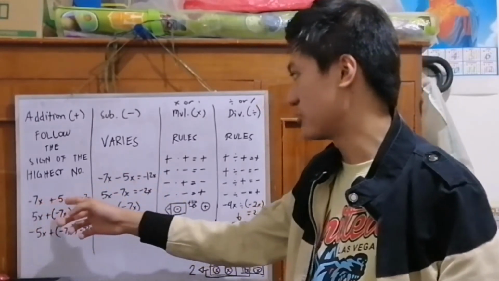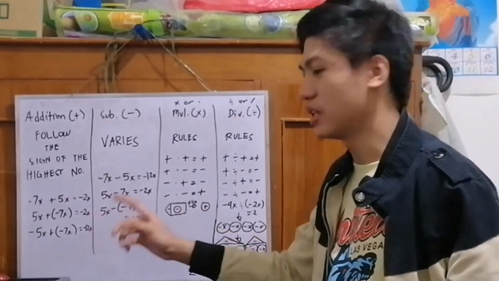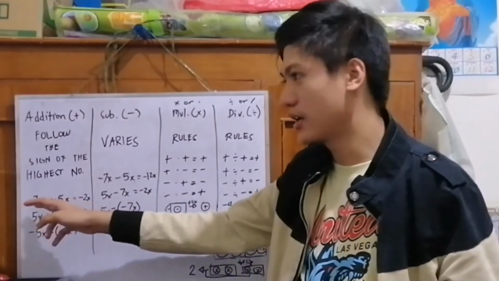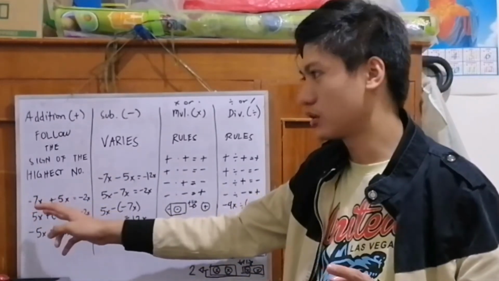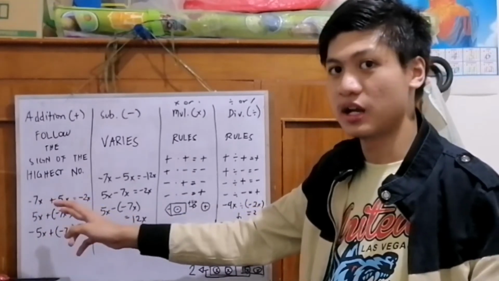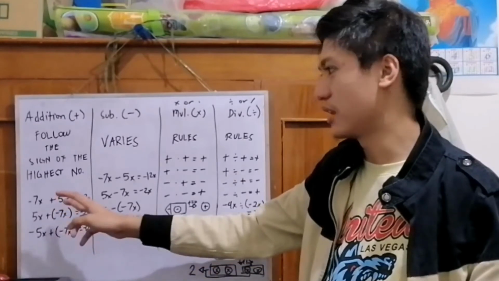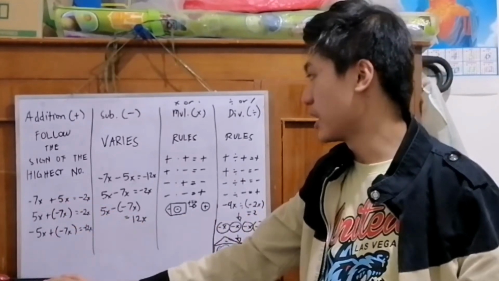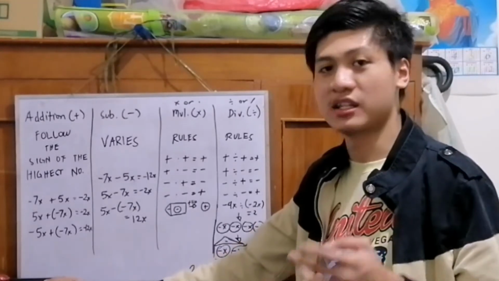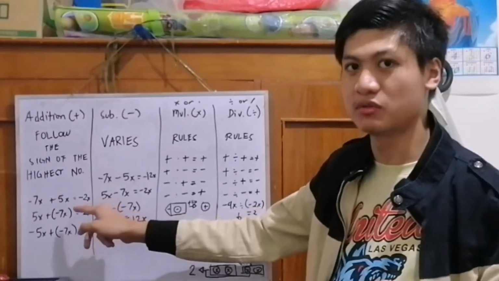Negative 7x plus 5x is equal to negative 2x. If you are going to do this problem in algebra discs, you are going to represent 7 discs that are all negative and 5 positive discs. You're going to see that you are able to cancel 5 positive discs and negative discs together, and what's left are negative discs. You will count the discs and they are 2. And so our answer will be negative 2x.